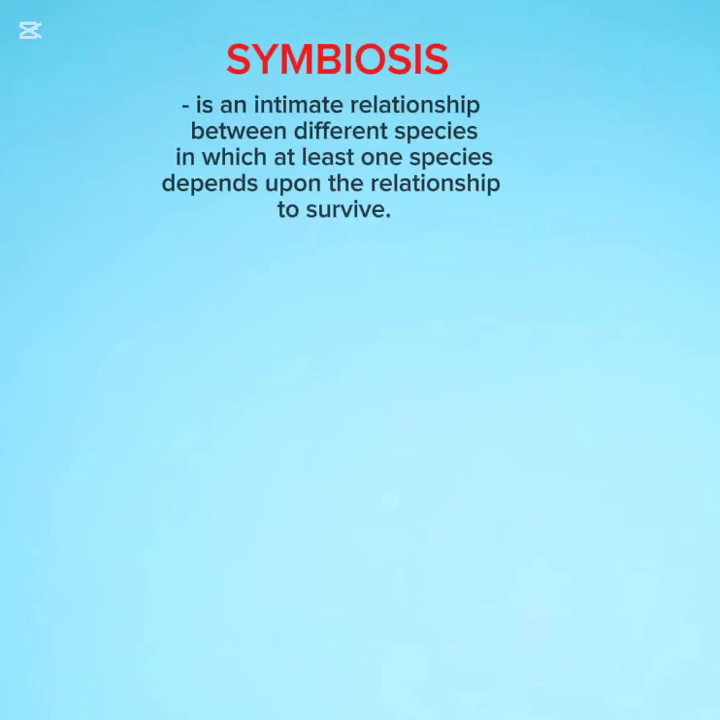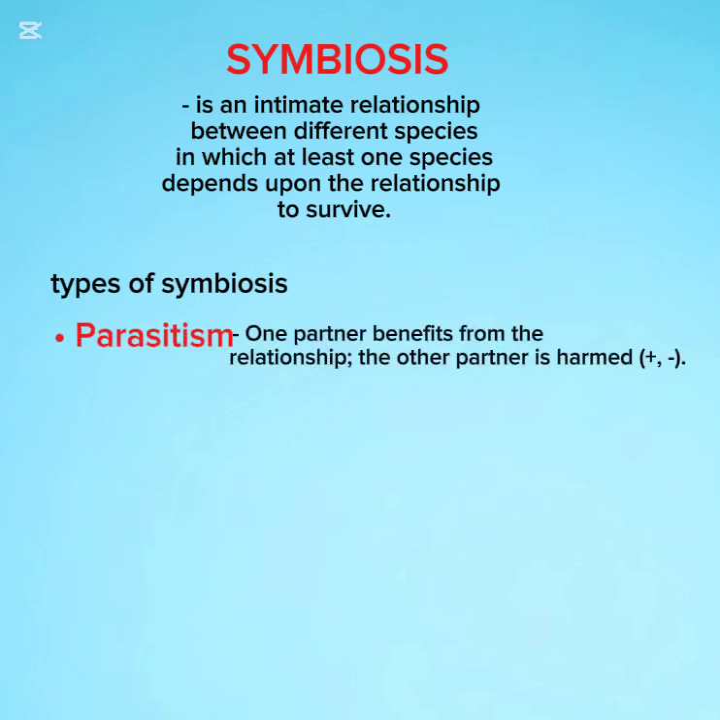Types of symbiosis. Symbiosis is an intimate relationship between different species in which at least one species depends upon the relationship to survive. So there are three types of symbiosis: parasitism, mutualism, commensalism. So what is parasitism?